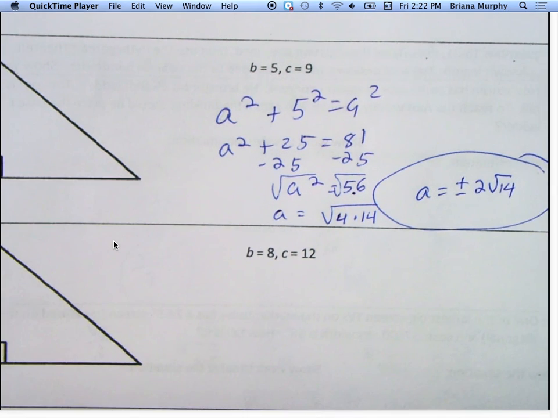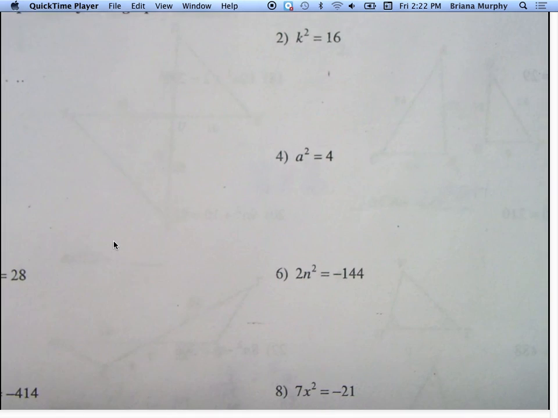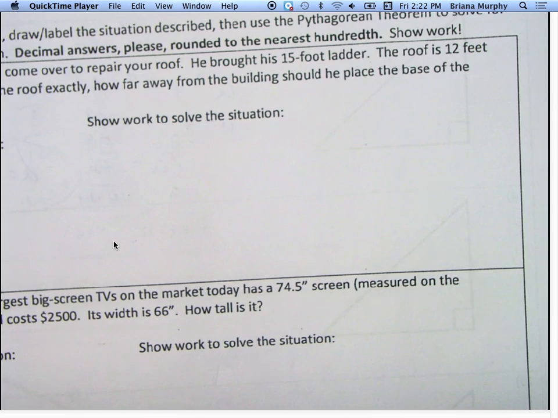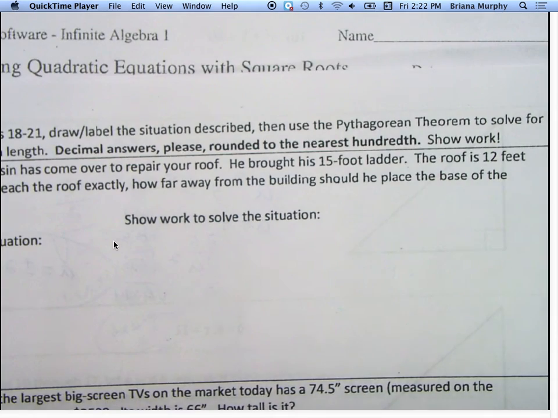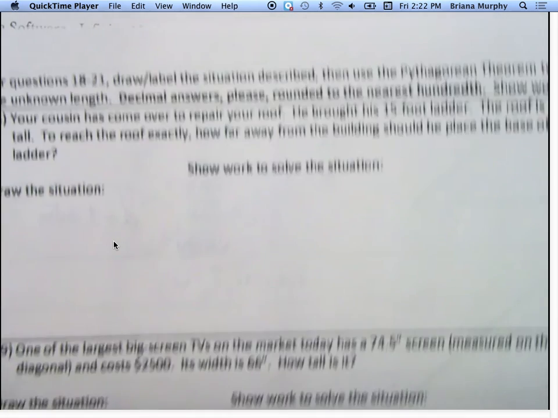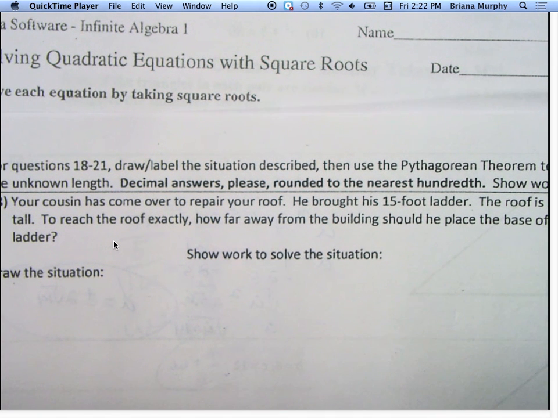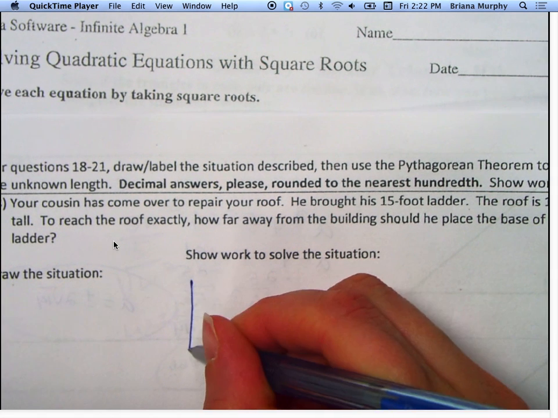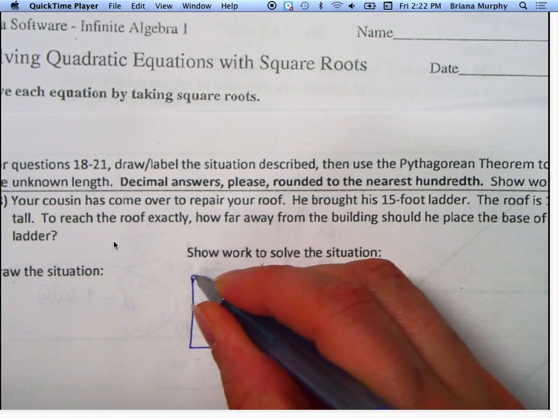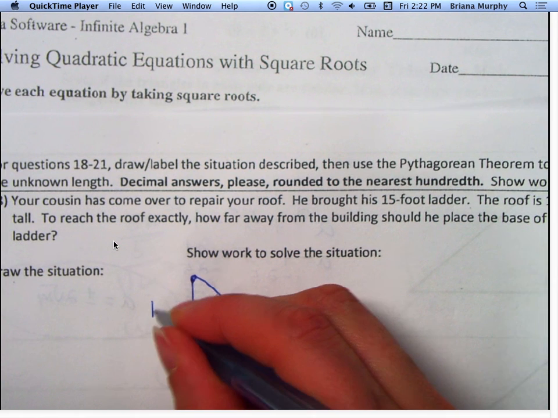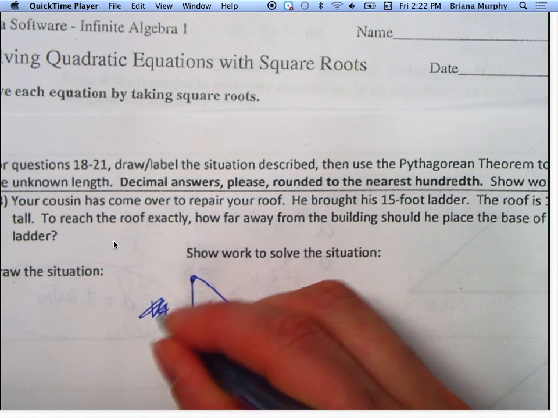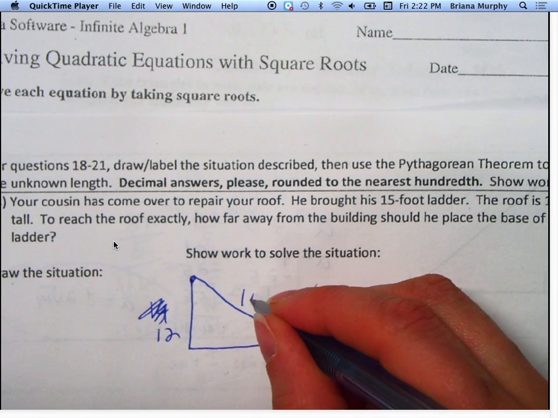Okay, let's turn to the word problems. Let's do one or two of those. Let's just start with the first one. Your cousin has come over to repair your roof. He brought his 15-foot ladder. The roof is 12 feet tall. To reach the roof exactly, how far away from the building should he place the base of the ladder? Okay, the situation. So we want to reach our roof, which is 12 feet tall. The ladder is 15. I want to find x.